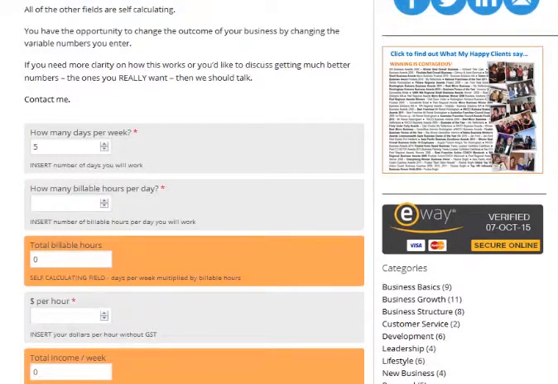How many billable hours per day? Now these are the hours that you can charge a client. These are not the hours that you spend doing marketing, admin, sales, anything else that is non-billable. So let's say you have 4 billable hours per day, and now you've got total billable hours of 20 hours a week, and let's give you an hourly rate of $100.